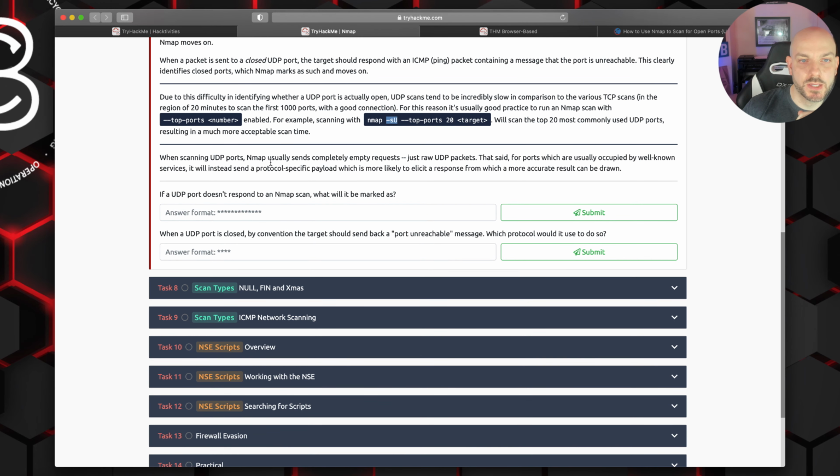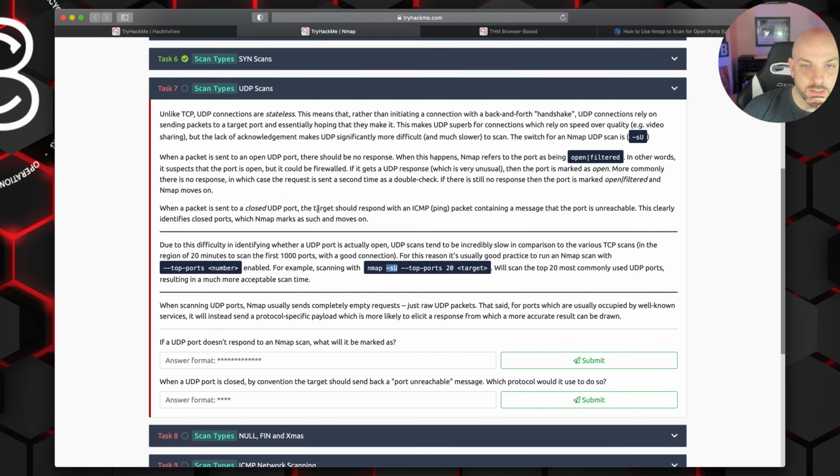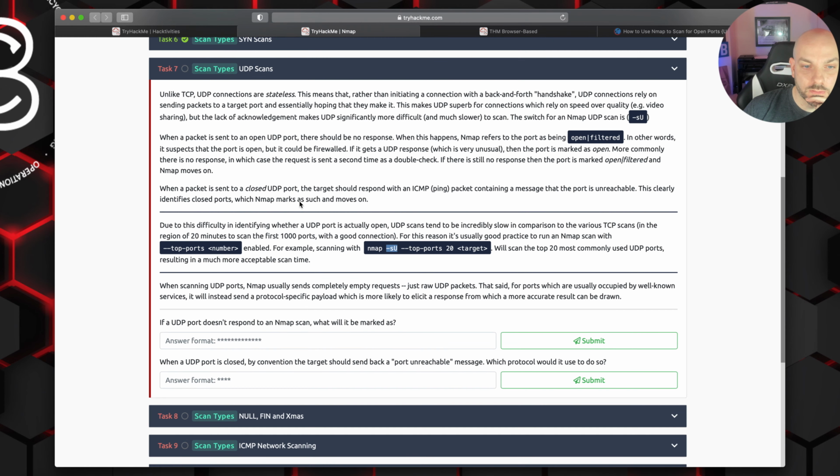When scanning UDP ports, NMAP usually sends completely empty requests, just raw packets. That said, for ports which are usually occupied by well-known services, it will instead send protocol-specific payloads, which are more likely to elicit a response. Okay. If a UDP port doesn't respond to NMAP, what will it be marked as? When it's sent, there should be no response. So it will be marked as open|filtered.